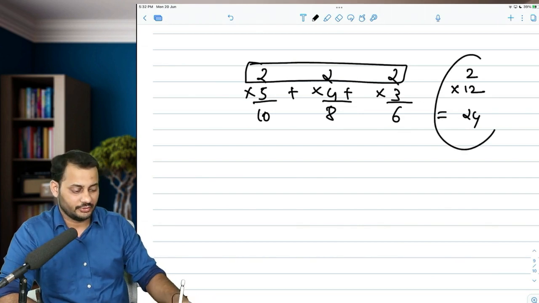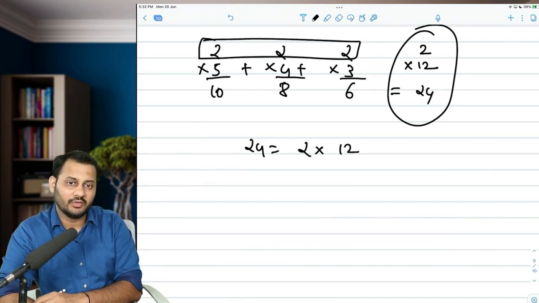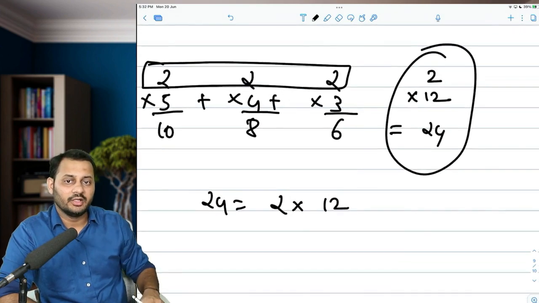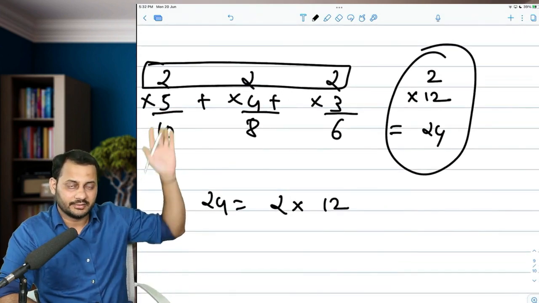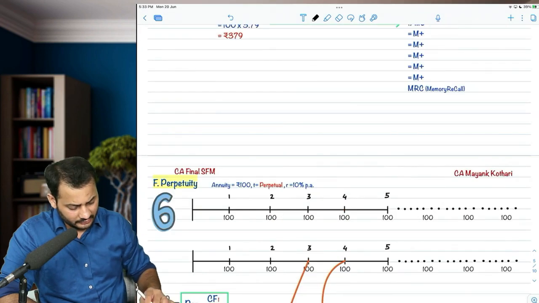This process, 2 into 12. How have you reached 24? You have taken 2 and multiplied with 12, and 12 was arrived at by totaling all the factors. In a similar way we are going to do it here as well. Have a look.